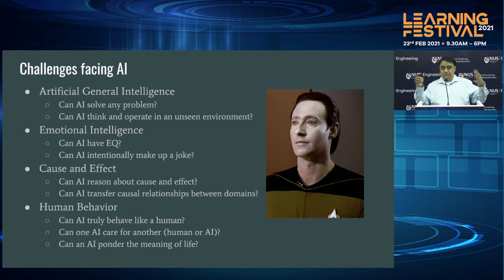There are some sub-issues that I want to raise. One has to do with emotional intelligence. So can an AI have EQ? EQ is emotional intelligence. IQ is the intelligence quotient. EQ is the emotional quotient. And we are starting to learn that to be successful in life, you need to have a balance of IQ and EQ. So that's the question. Can an AI have EQ?